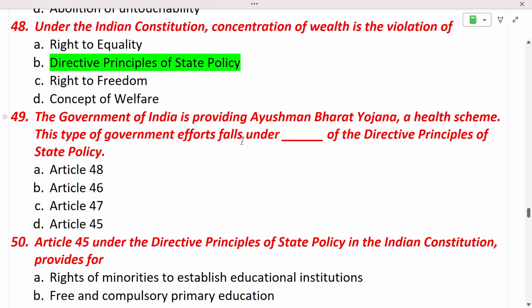Next, question number 49. The Government of India is providing Ayushman Bharat Yojana, a health scheme. This type of government effort falls under which of the directive principles of state policy? Under which article? Option A, Article 48. Option B, Article 46. Option C, Article 47. Option D, Article 45. So the answer is A.